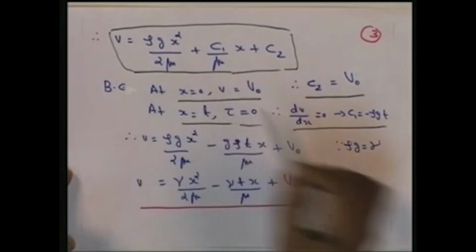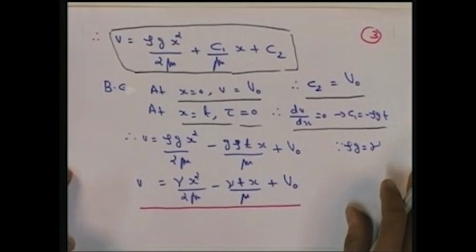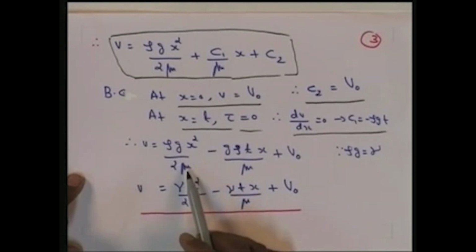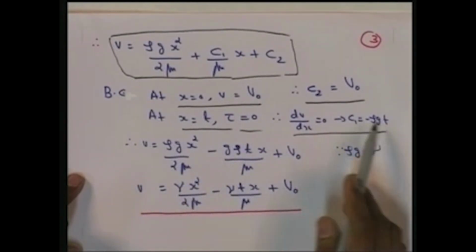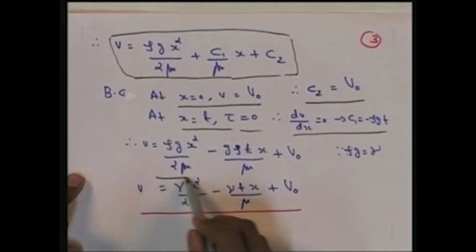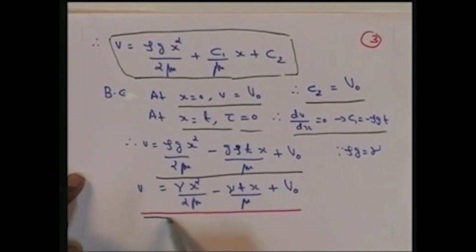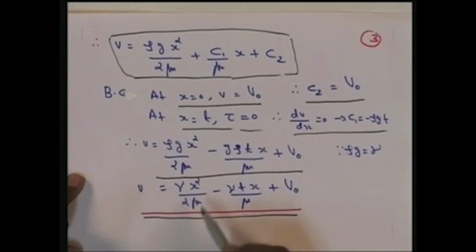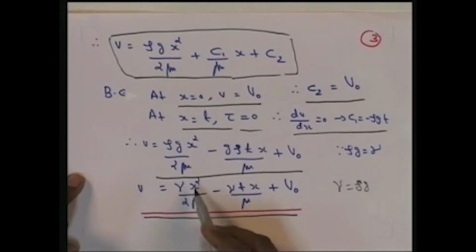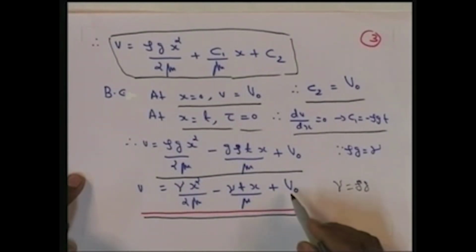So, now C1 and C2 are obtained. Finally, we can put back C1 and C2 into the expression for the velocity. So, v is equal to rho g x square by 2 mu, C1 is minus rho g t, so minus rho g t into x by mu, plus C2 which is v0. So, this is the expression for the velocity, which can be simplified with gamma equal to rho g. So, we can write v is equal to gamma x square by 2 mu minus gamma t into x by mu plus v0.